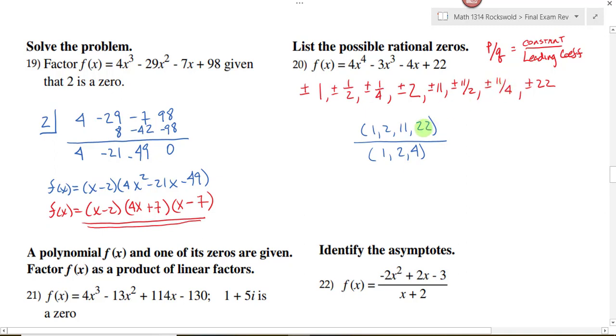And then I do 22 over 1 is 22. 22 over 2 is 11. I've already got that. And 22 over 4 is 11 halves. I've already got that. So that's how you would find all possible rational zeros.